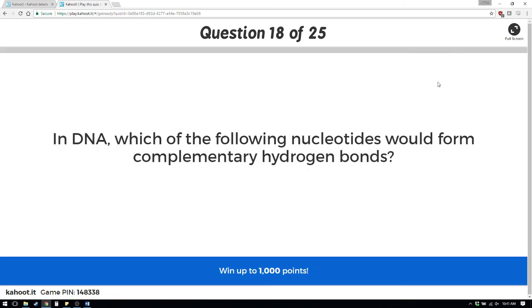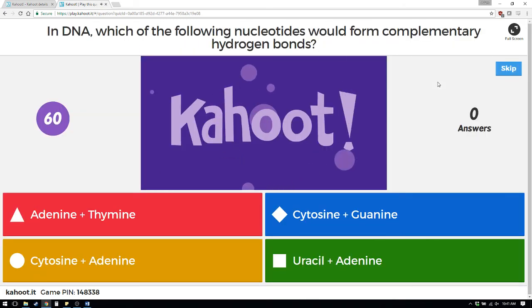Okay, in DNA, which of the following nucleotides would form complementary hydrogen bonds?